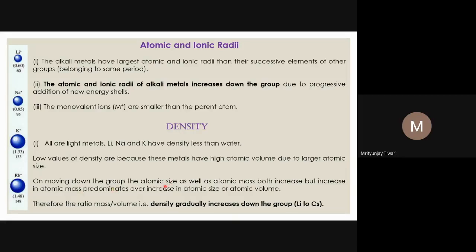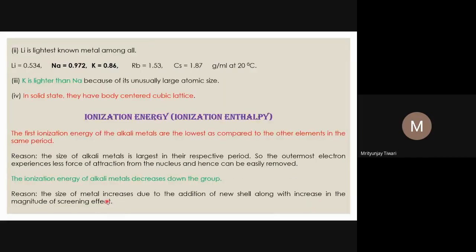So what happens on moving down the group: atomic radius as well as atomic mass both increase, but the increase in atomic mass is predominant over the increase in atomic size or atomic volume. Therefore, the ratio mass divided by volume, which is nothing but density, gradually increases down the group because mass is increasing more than the increase in volume. Both are increasing, so the mass divided by volume ratio will subsequently increase as we go down the group.